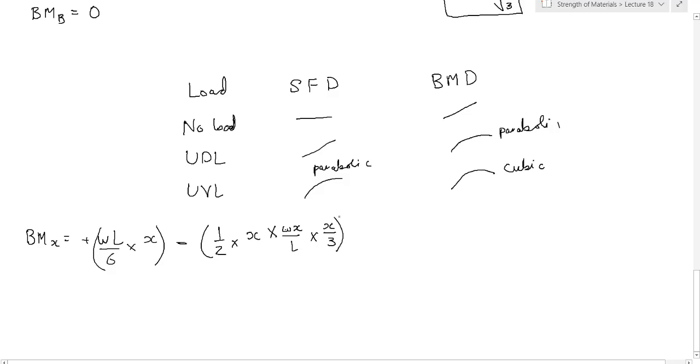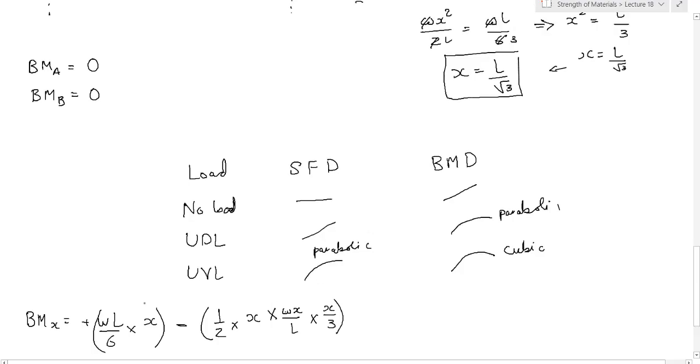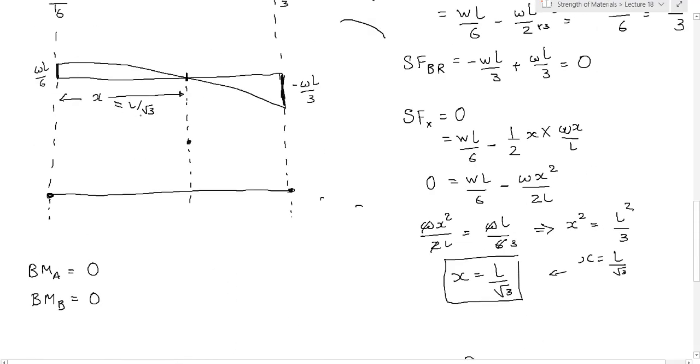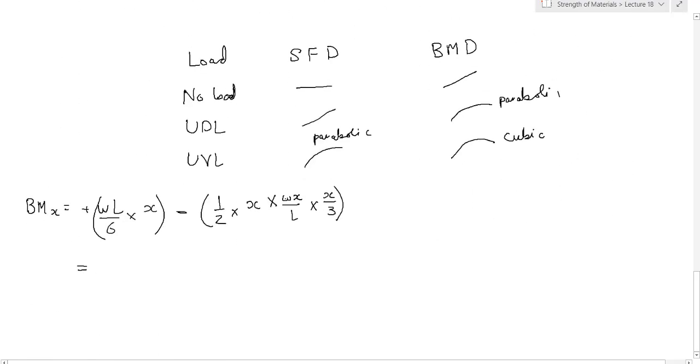Okay, so we can write this like this. What is the other thing that we know? What is the value of x that we have just calculated? X is L by root 3, right? So we can substitute L by root 3 in place of x. So it will be WL by 6 into L by root 3 minus half into L by root 3 into W by L into L by root 3 into L by 3 root 3, right? So what is going to happen over here?